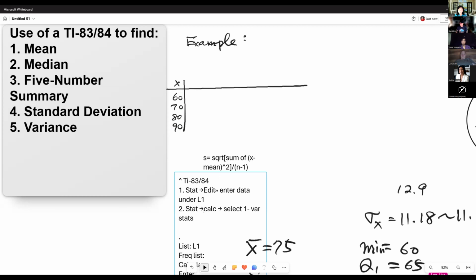Clear everything again. Then hit the stat, statistic again, and move to the calc. Then select the 1-Var Stats. Okay, try that way. Stat, calc, 1-Var Stats. Number one, confirm. Then it will pop out list L1, frequency list, calculate. Go to calculate, hit enter. You should get all the answers.